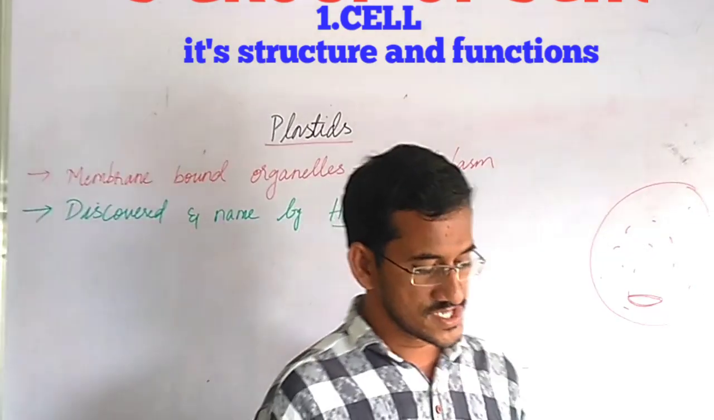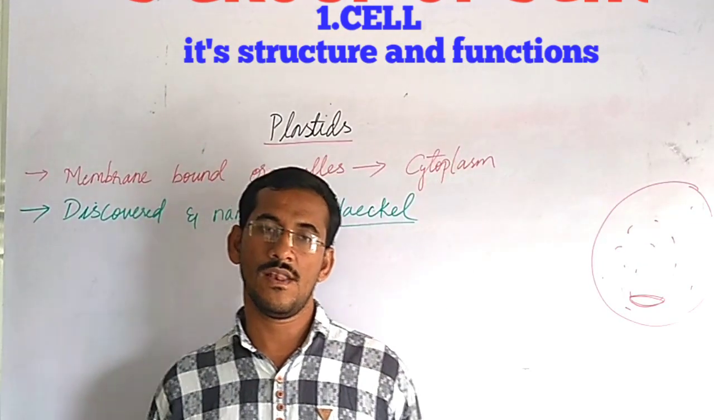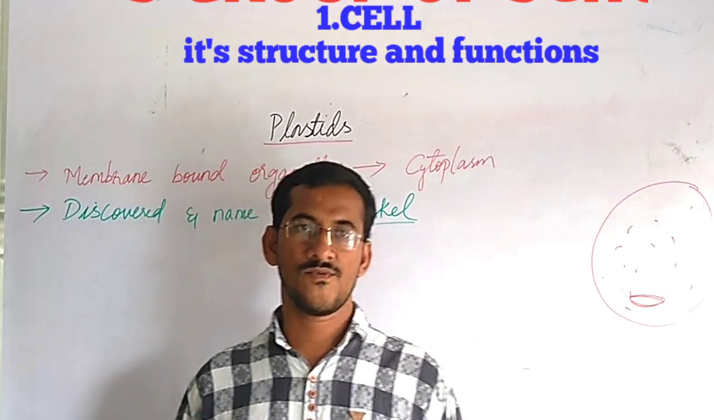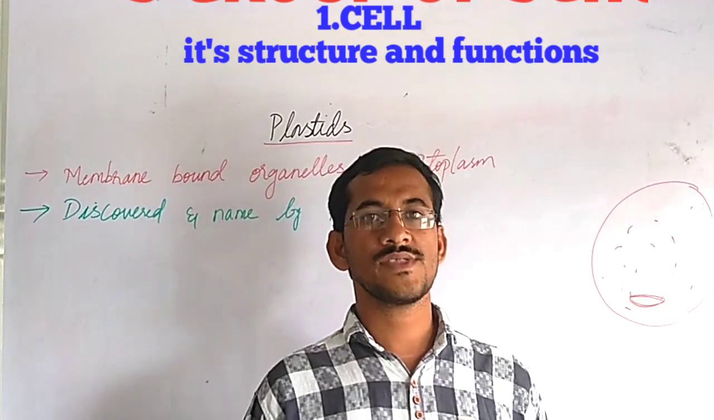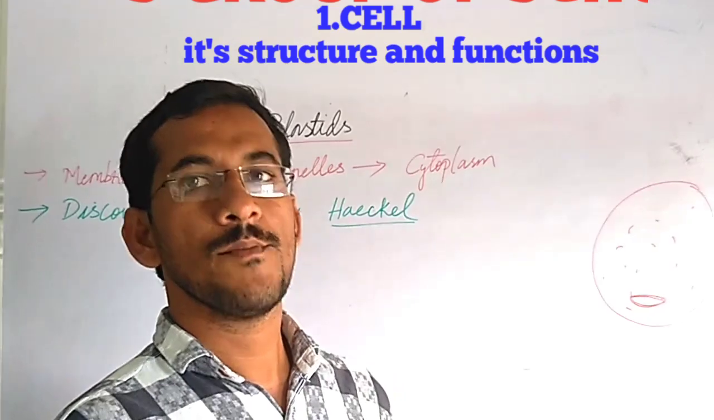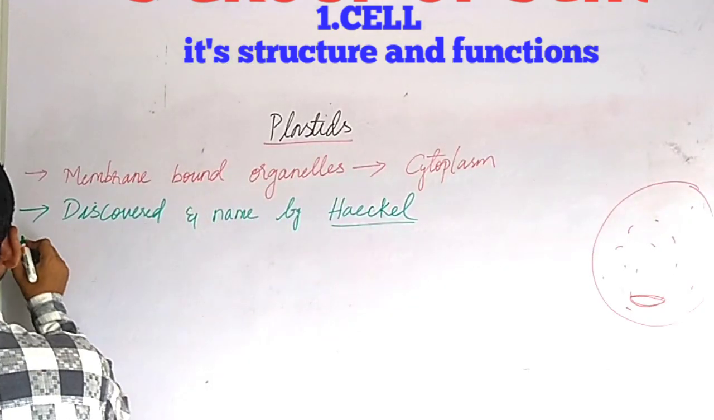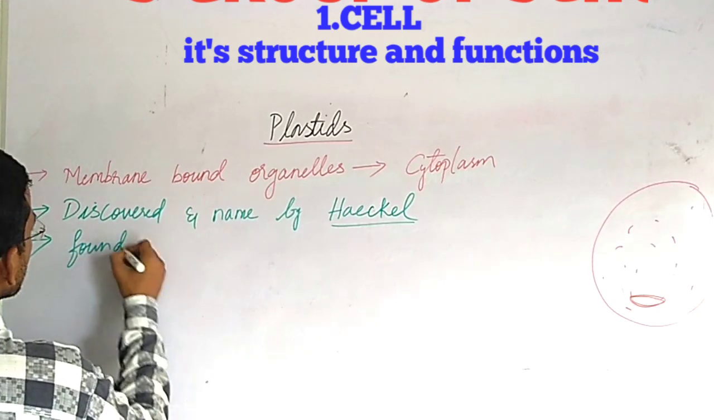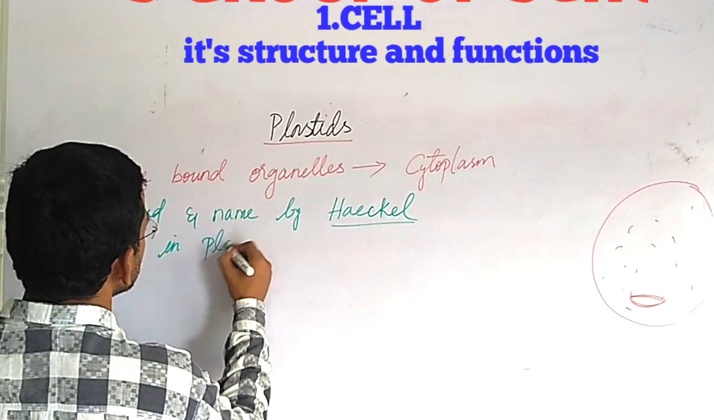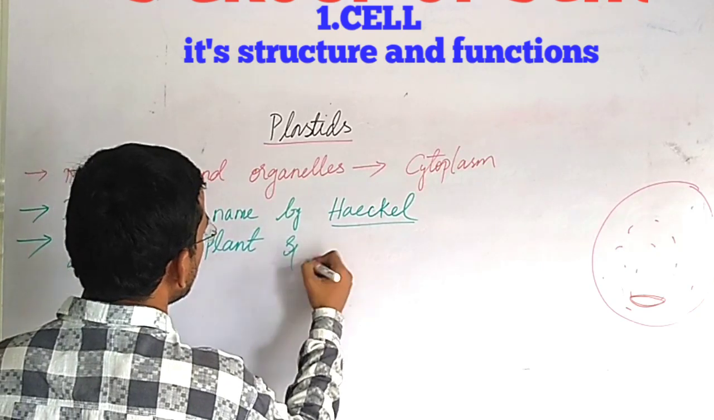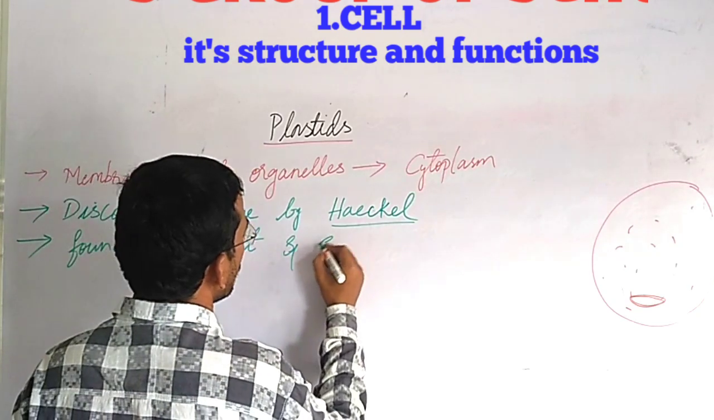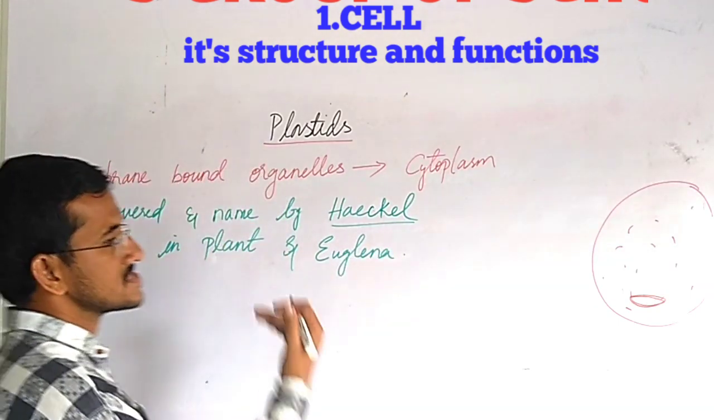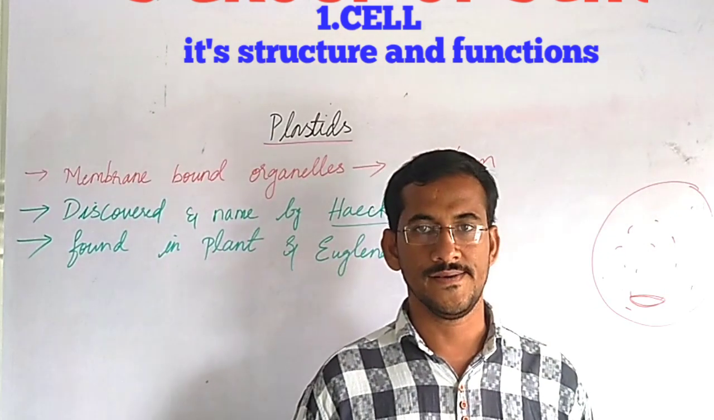Where are these plastids found? These are not found in all cells. These are absent in animal cells. We already discussed that. These are mostly found in plant cells and euglena. So these are found in plant cells as well as euglena.